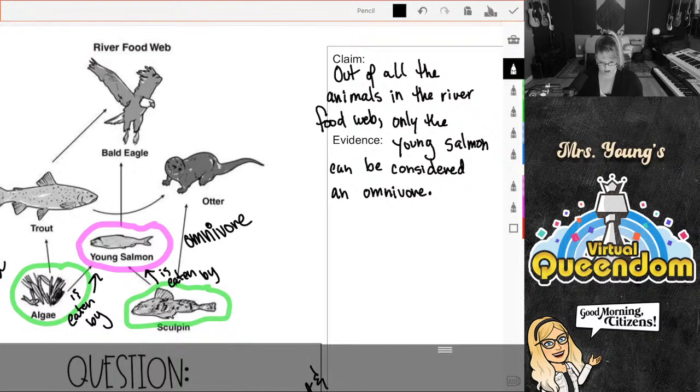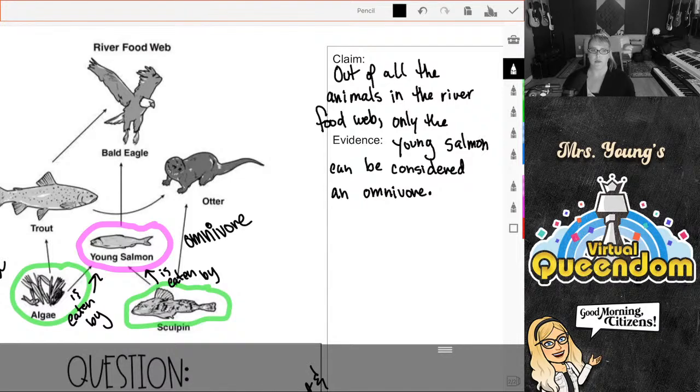Out of all the animals in the river food web, only the young salmon can be considered an omnivore. I know that's a claim because my next question is, how do I know that? Why is that? Because I'm able to generate these questions, I know it's a claim.